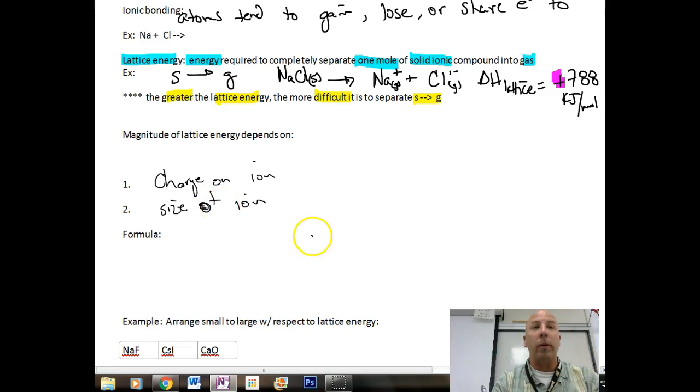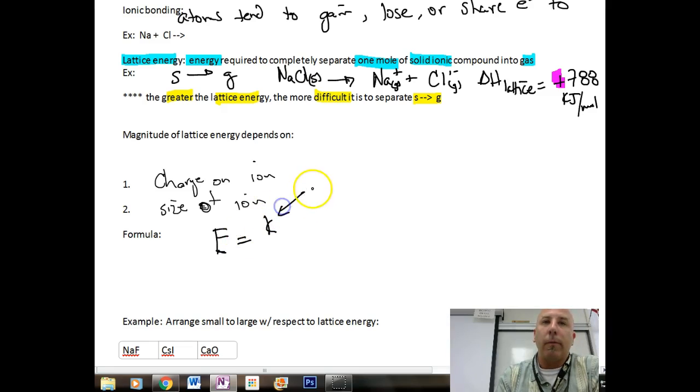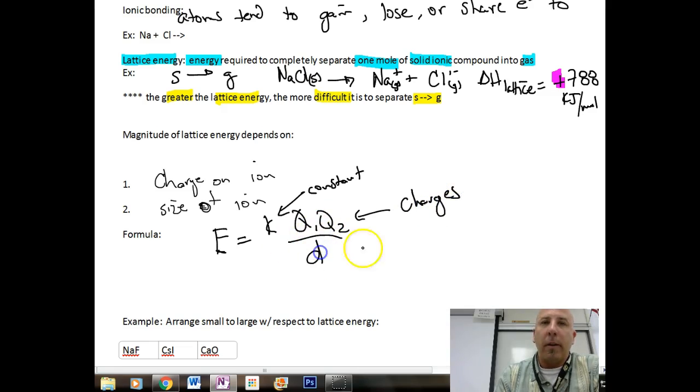There's a formula that goes along with this, and we don't really use the formula, we just interpret it. I'll talk about what I mean by that. So here's our lattice energy, which is equal to K, a constant, and I'm not going to worry about that constant right now. It's multiplied by Q1, Q2, which are our charges, divided by distance.